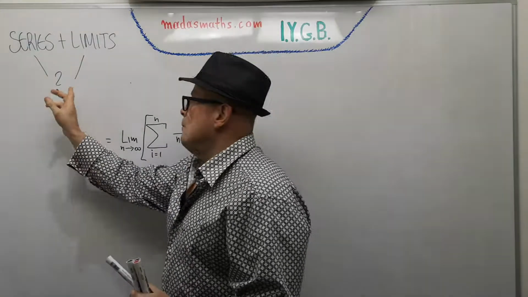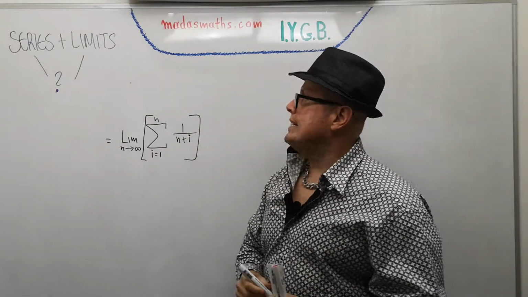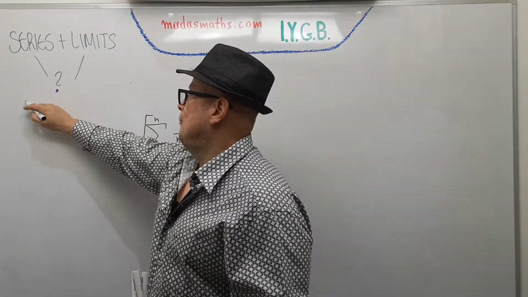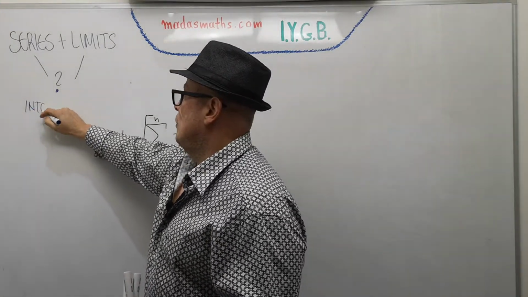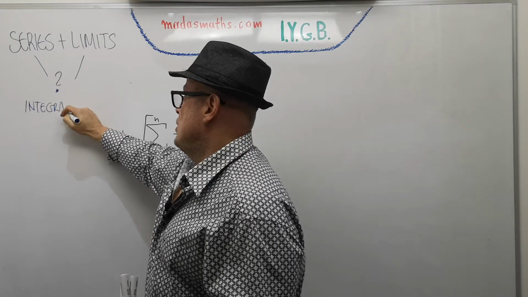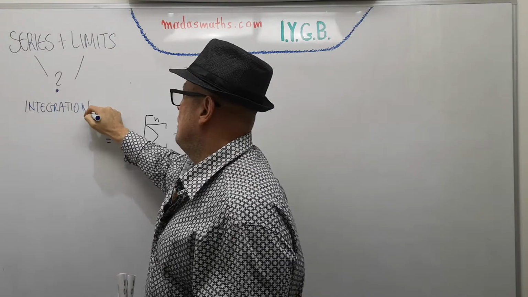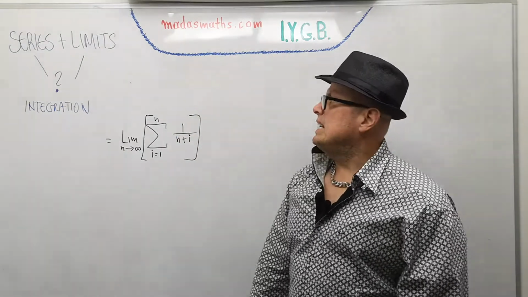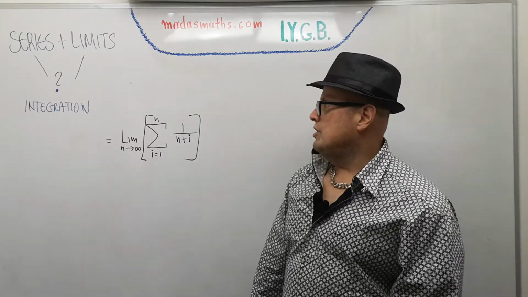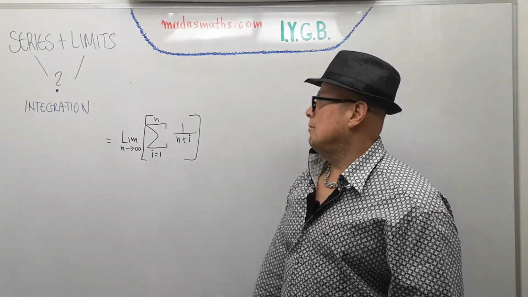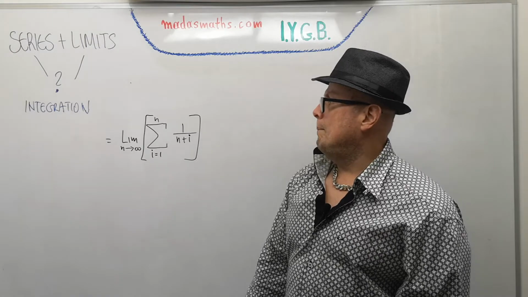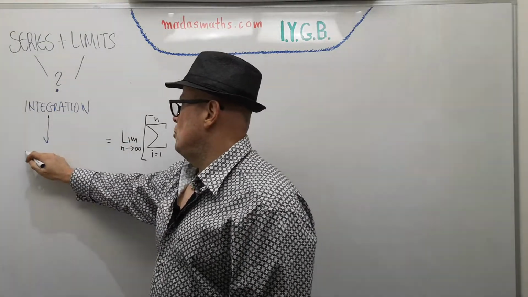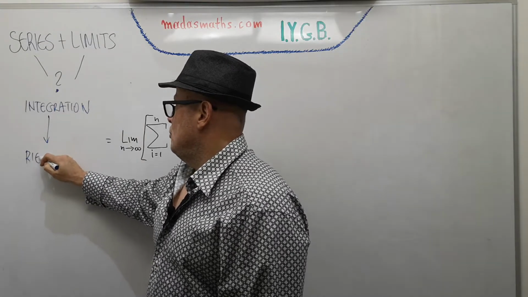Well, the answer is, most of the time, not always, but when I see limits and series together, I'm thinking integration. Because a definite integral is basically the limit of a convergent series. And if you want, I can write integration, and of course this will lead me perhaps to Riemann sums.